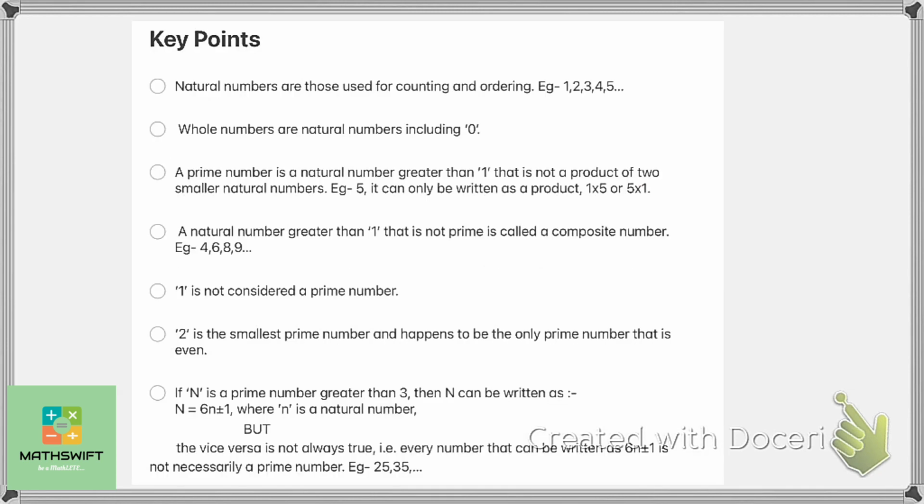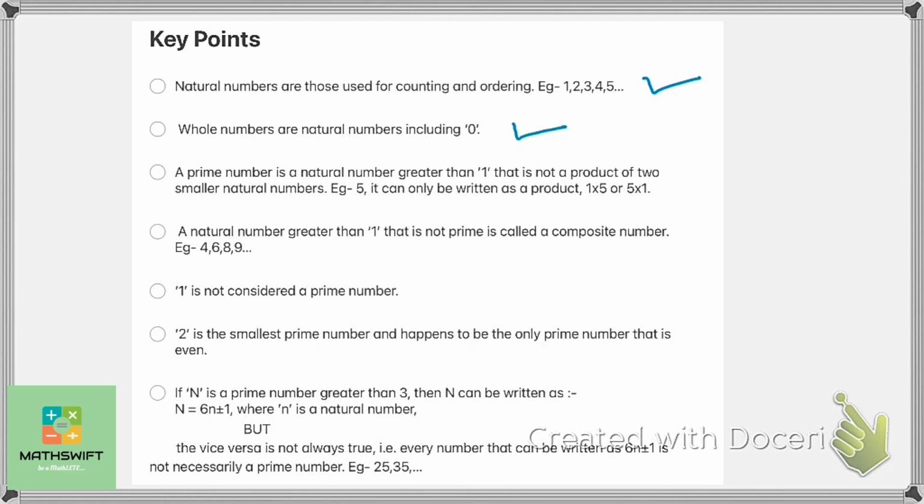So natural numbers. What are natural numbers? Natural numbers are nothing but numbers that are used for counting and ordering. Example 1, 2, 3, 4, 5, 6, 7 and so on. And if you add 0 to such numbers, you get the set of whole numbers. So whole numbers are nothing but natural numbers including 0.